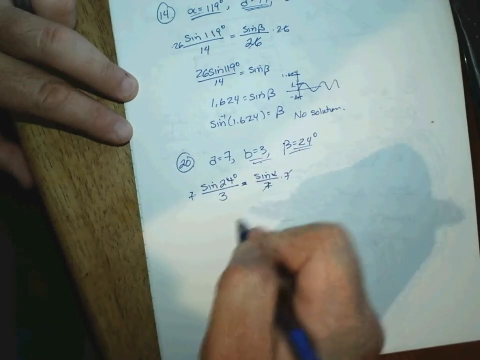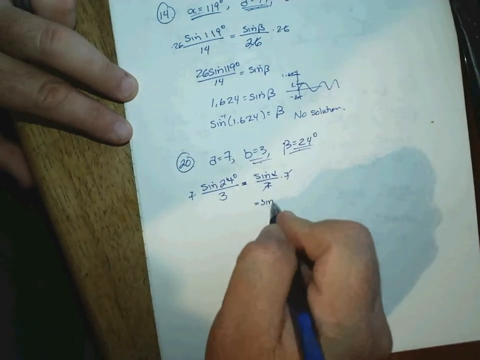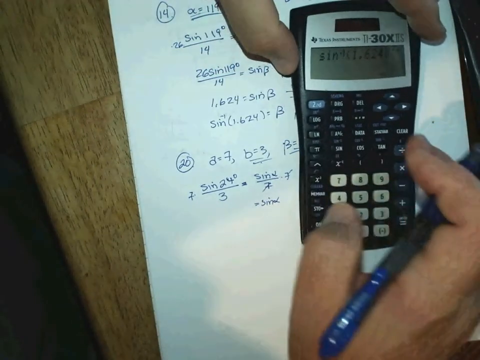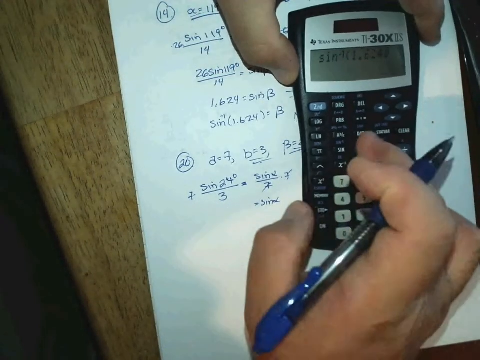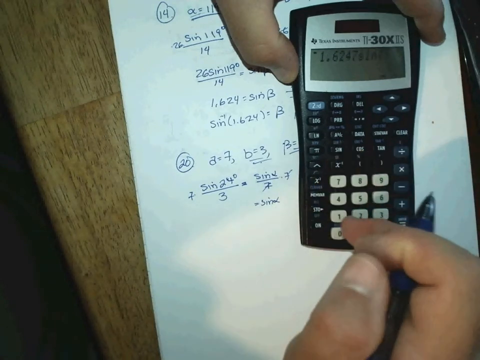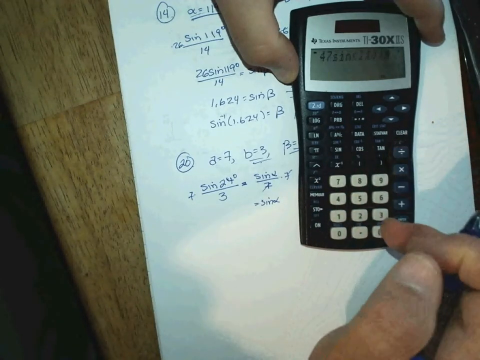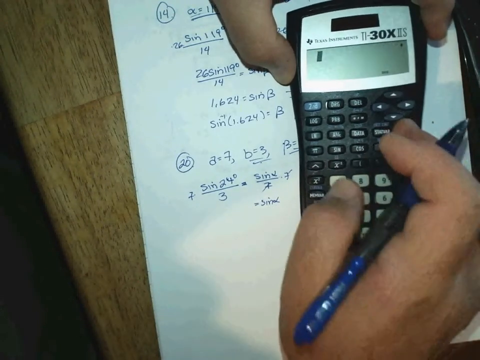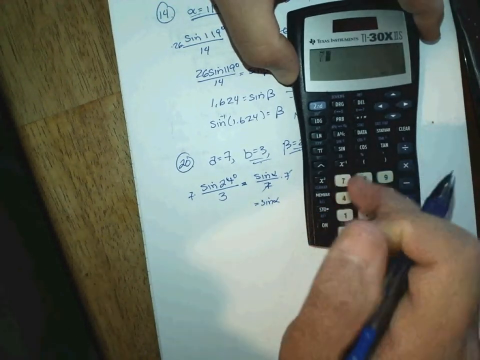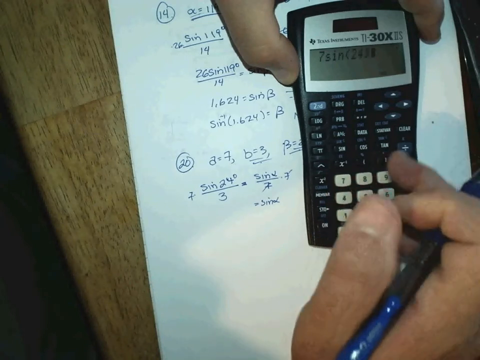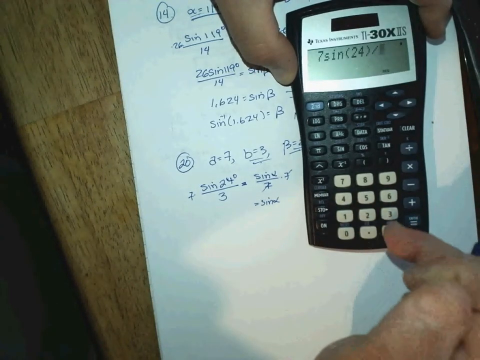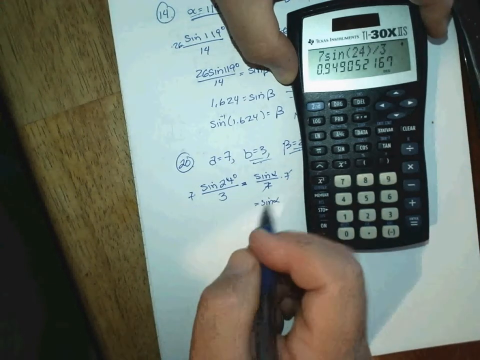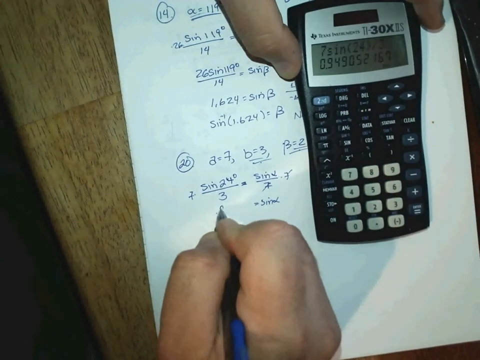Multiplying both sides by 7 to get the sine of alpha by itself, I get 7 times the sine of 24 degrees over 3. Let's see what that is. 7 sine of 24 degrees divided by 3, and I get, oops, I think I have to redo this. 7 times the sine of 24 degrees divided by 3, and I get 0.9491.